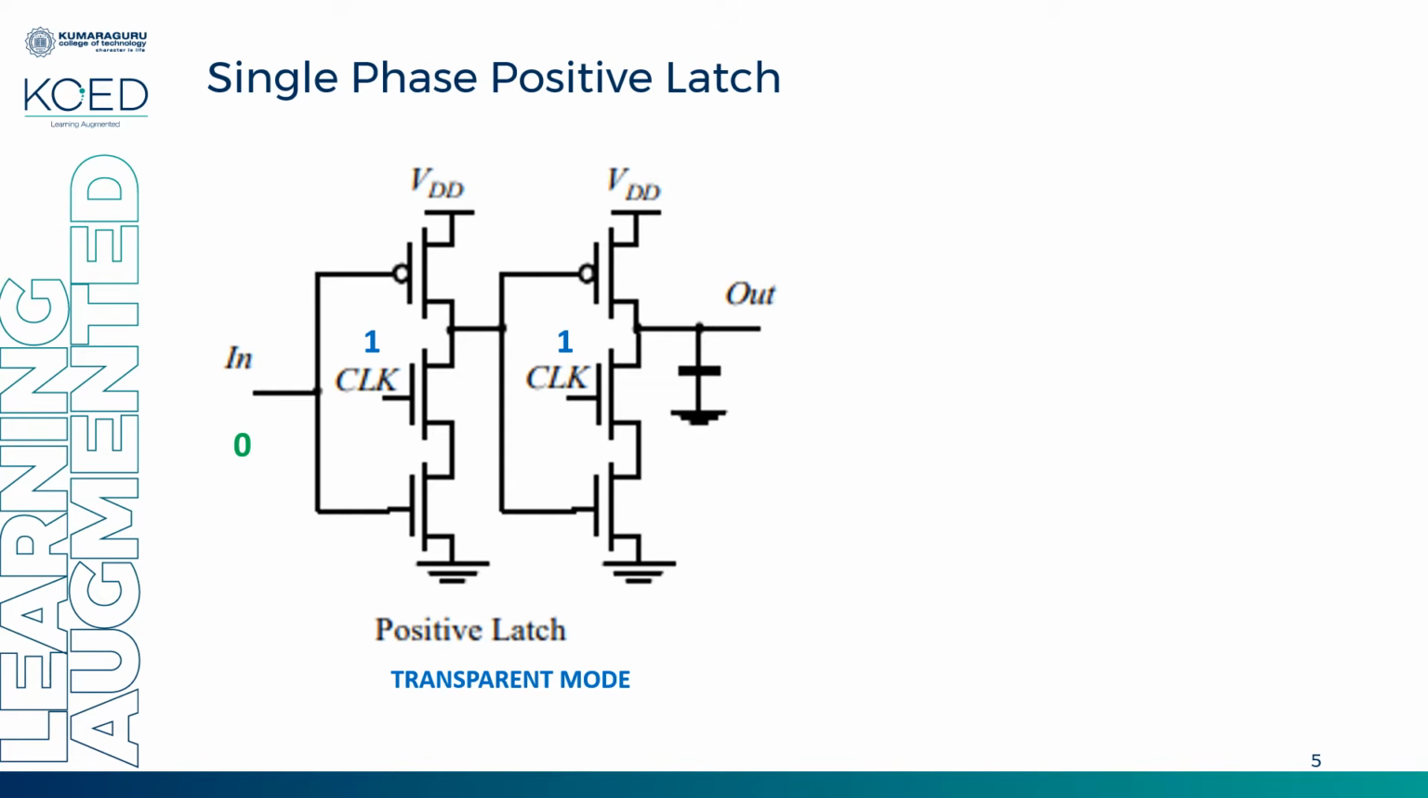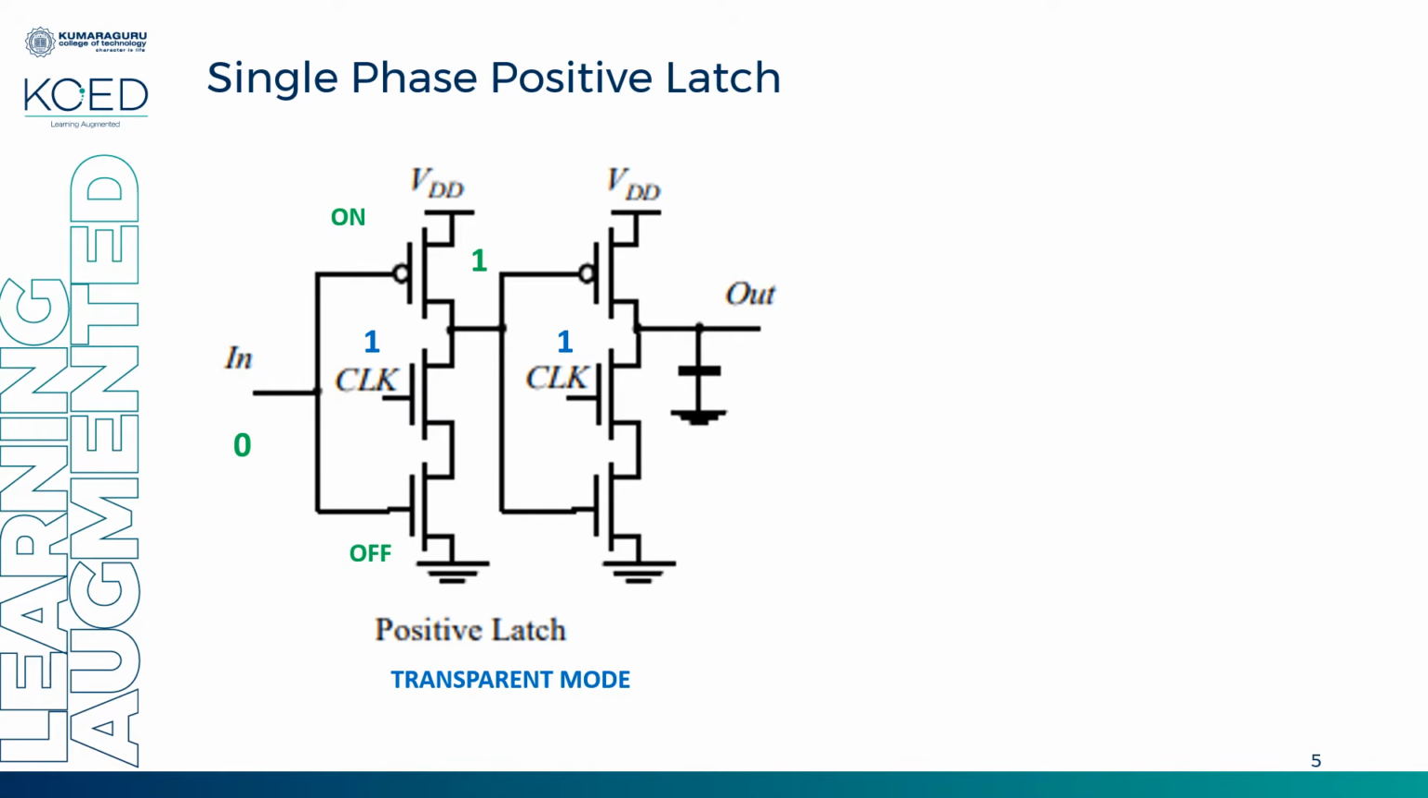In transparent mode, my clock will be 1, and we will see what happens when my input is 0 and 1. Okay, so now clock is equal to 1, it is in transparent mode. Clock is equal to 1 and input is 0. Input 0, now PMOS is in on condition, NMOS is in off condition. Okay, so PMOS on means there is a path from VDD to the output, so it will precharge and the output will be high.